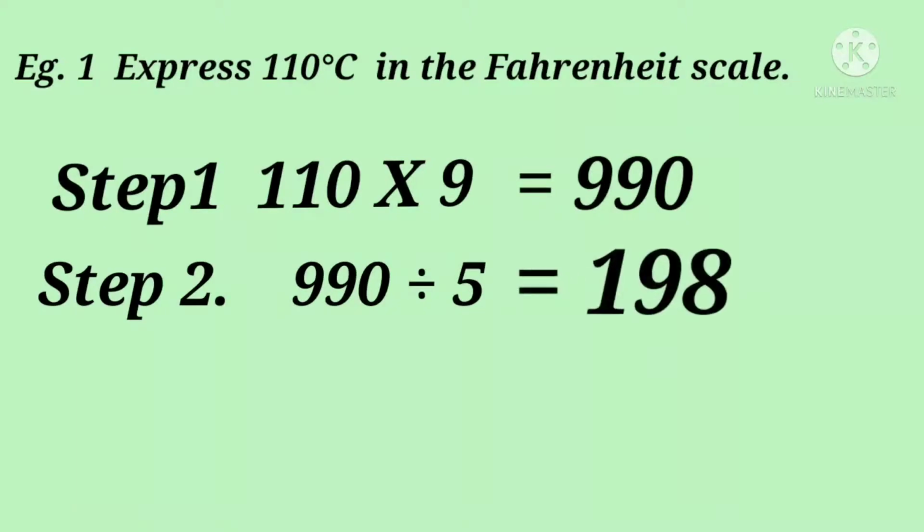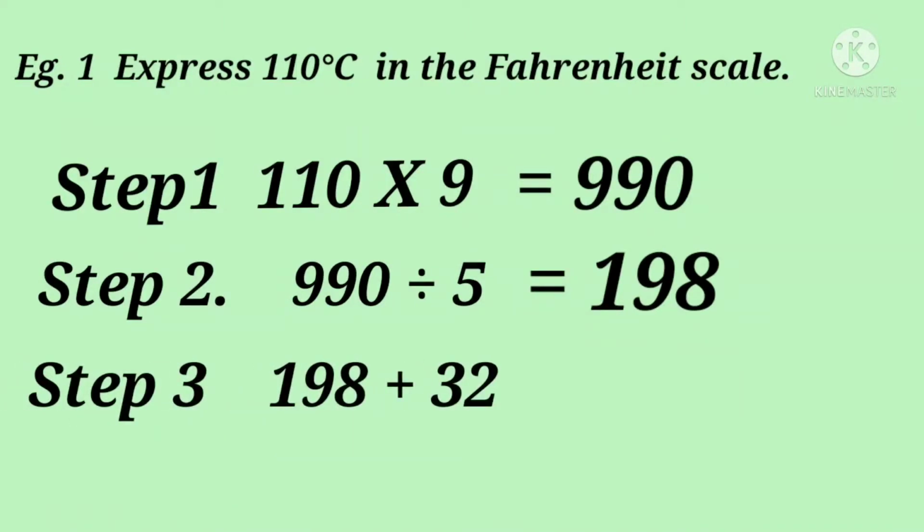We get 198. And the last step, we will add 32 to the obtained quotient, that is 198. So after adding 198 plus 32, we get 230. So 110 degrees Celsius is equal to 230 degrees Fahrenheit.